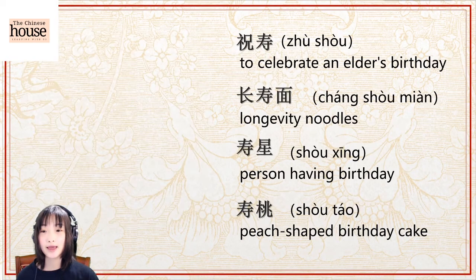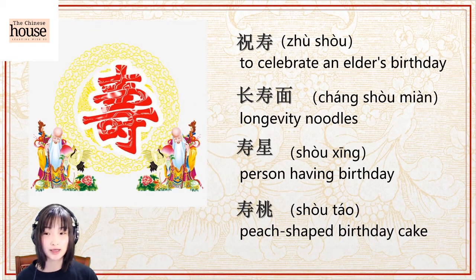And then we have to celebrate an elder's birthday. This one is most important, because to respect the elders in your home, the event will be much bigger and more people will come to this kind of event. So, 祝寿 we call it. 寿 means your age, and 祝 means to wish the best. So, it's your birthday and people wish you the best. 祝寿. And then longevity noodles.